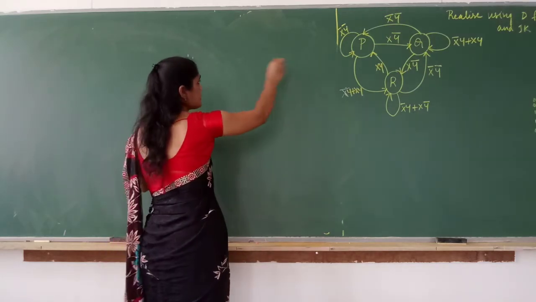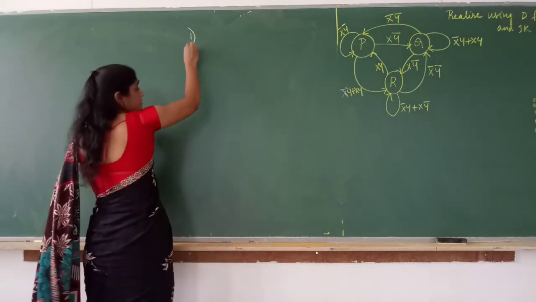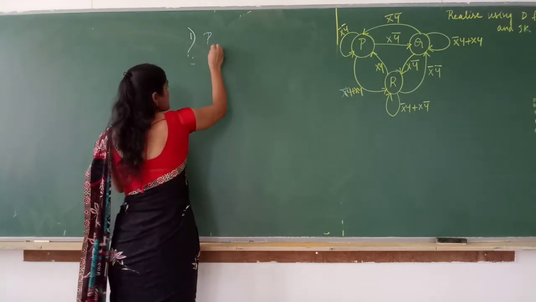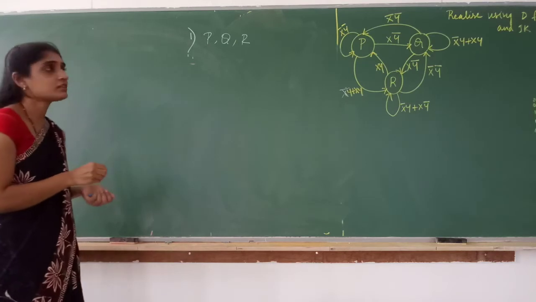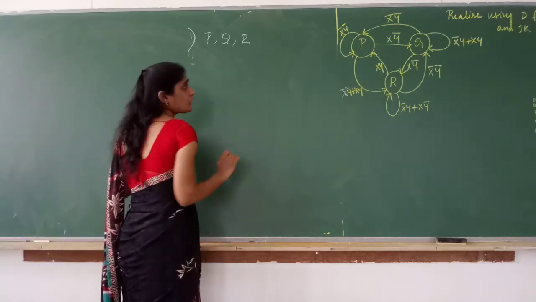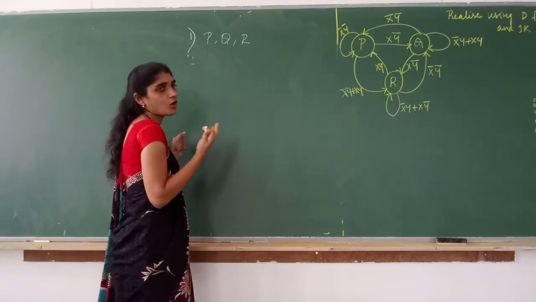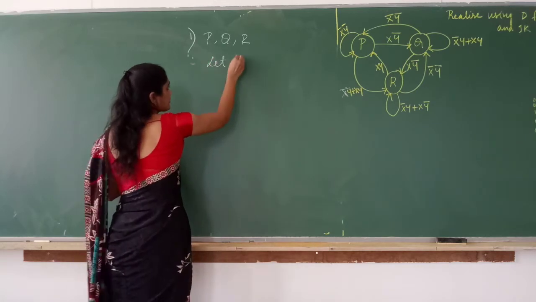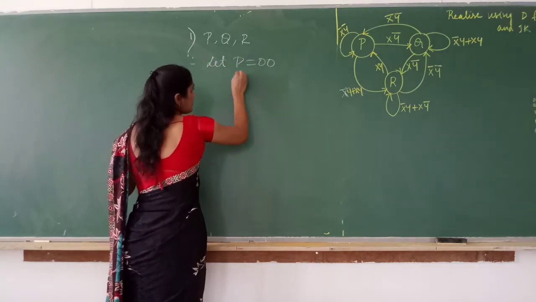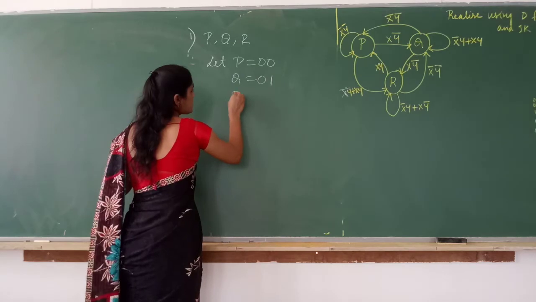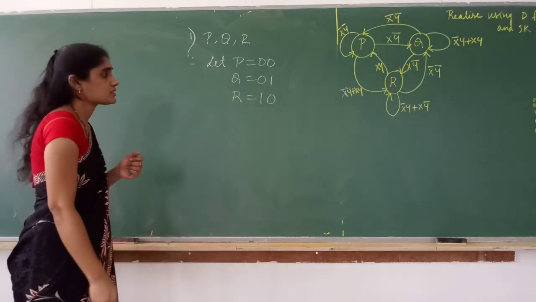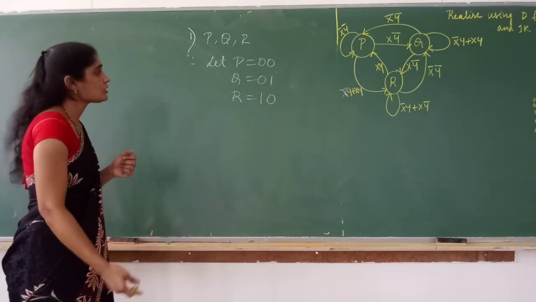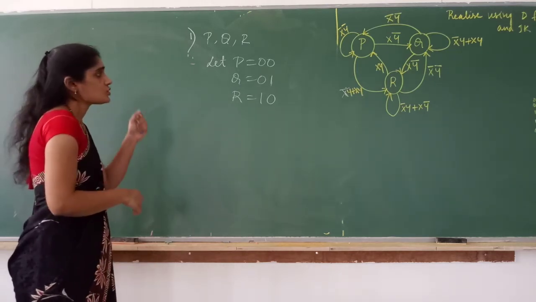First, you have to identify the number of states. So the first step we have is identify the number of states. So the number of states we have is 3, P, Q, R. They have not said what is P, what is Q, what is R. So let P be 0, 0, Q be 0, 1, R be 1, 0. I'll give the variables for the states. I'll call P as 0, 0, Q as 0, 1, R as 1, 0. So we have 3 states.